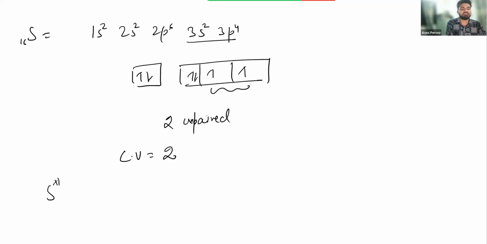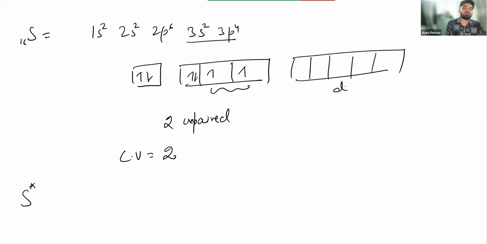In the first excited state of sulfur, d orbital is also there, but this is going to have 0 electron. This is the reason why sulfur can have more than 8 electrons in its outermost shell, because it has d orbital. The second shell doesn't have d orbital. The third shell has d orbital. So since the third shell has d orbital, further shifting is possible here.